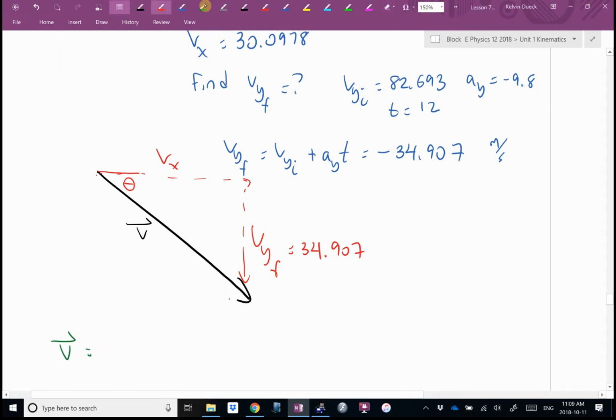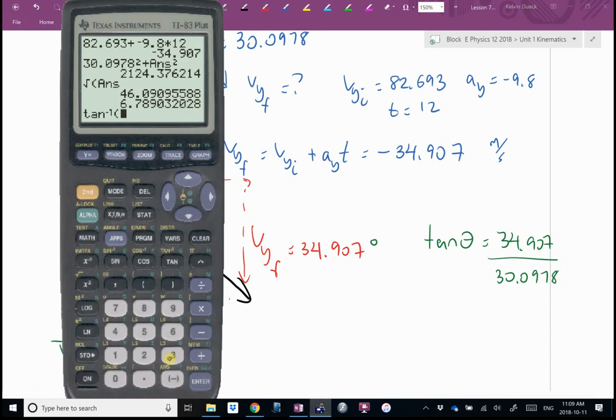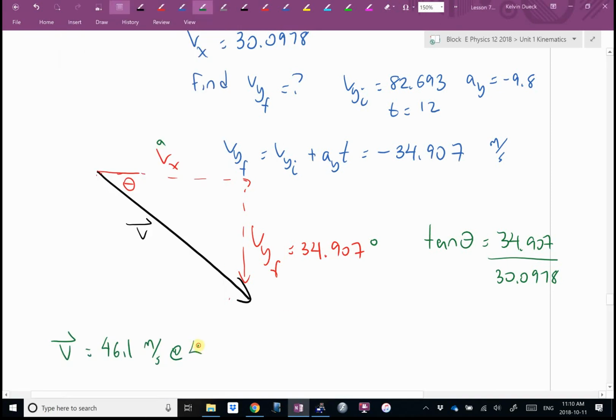Whoop, change colors, Mr. Dueck. Opposite over adjacent, it's going to be tan theta equals 34.907. This is where you definitely don't want to put the negative in. All over 30.0978. Should be close-ish to 45 degrees, I bet you. Do we all get 49.2 degrees? Below the horizontal. 49.2, Mr. Dueck. Is that okay, Katie? You made it through?